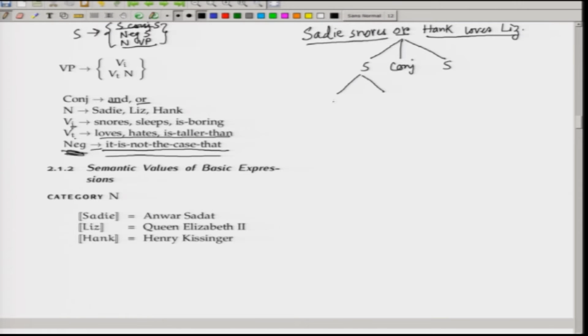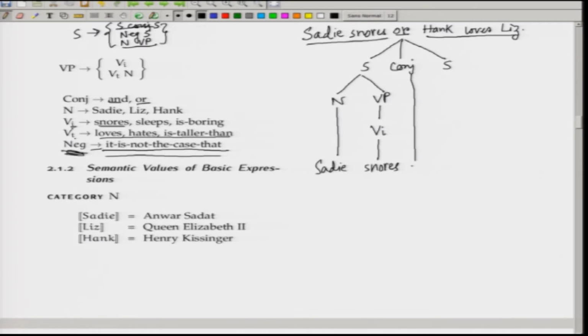So, that means we can have something like N VP, and what can VP do? VP can go to VI, and VI can go to 3 things, either snores or sleeps or is boring. We take this root, snores root. So, I just choose snores, and N can be either Sadie or Liz or Hank. I choose Sadie. So, Sadie snores is done. The conj goes either to "and" or to "or".